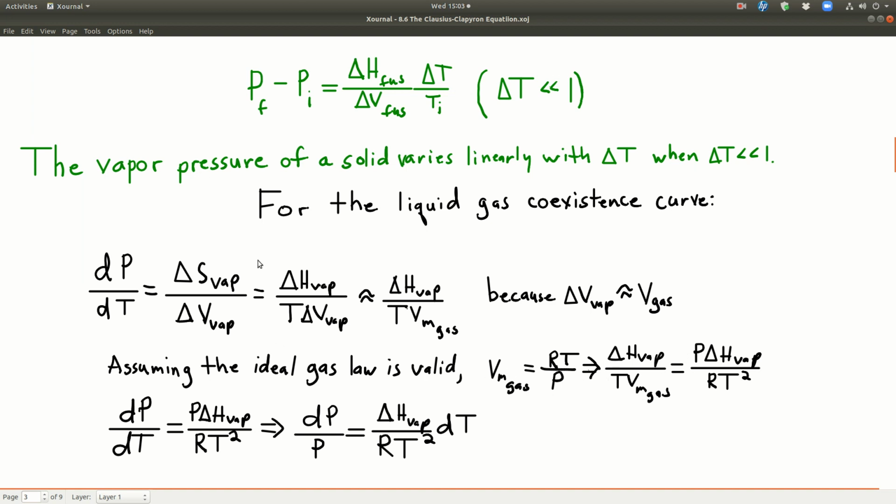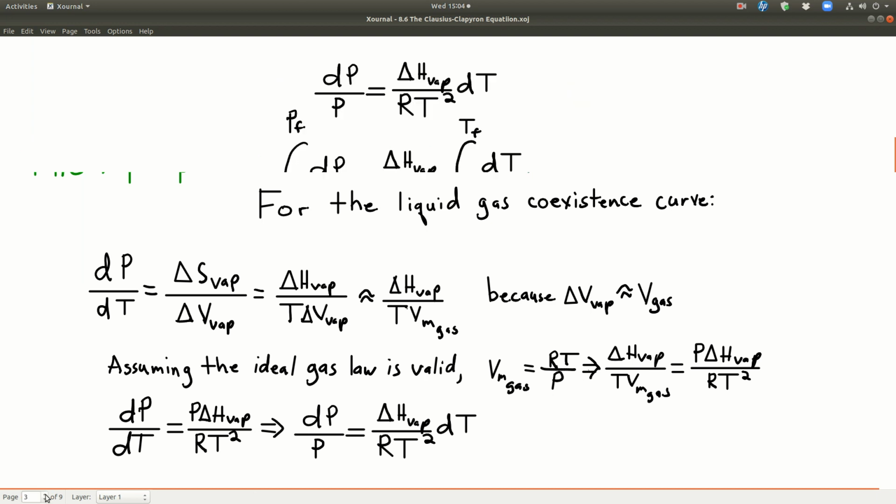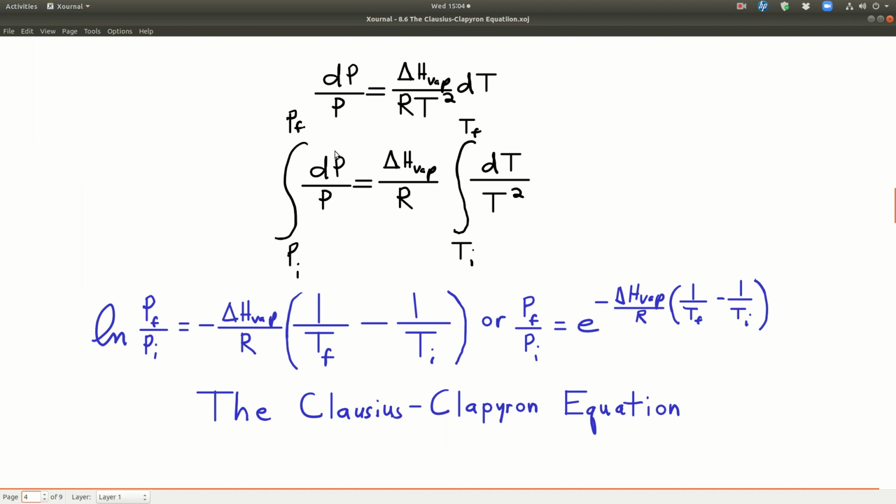So plugging that term in here, setting it equal to dP over dT, and bringing the dT over to the other side, now we have something we can integrate. And again, along the coexistence curve, we're going to integrate dP over P from P initial to P final.